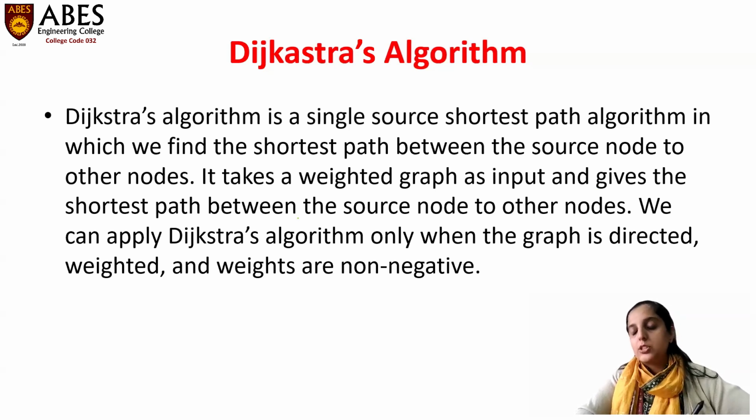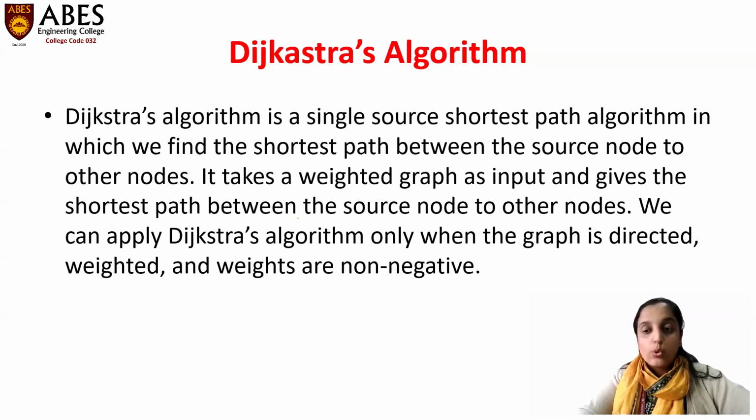But the problem with Dijkstra's algorithm is that it doesn't work on negative weights. Why doesn't it work on negative weights? It never works on negative cycles as well. Because if your graph contains a negative cycle, then Dijkstra's algorithm has no solution for detecting that negative cycle. We'll see how Dijkstra's algorithm behaves when a graph consists of a negative cycle later in the slides. But for now, let's first understand how to solve a Dijkstra's algorithm numerical if you get one in your exam.